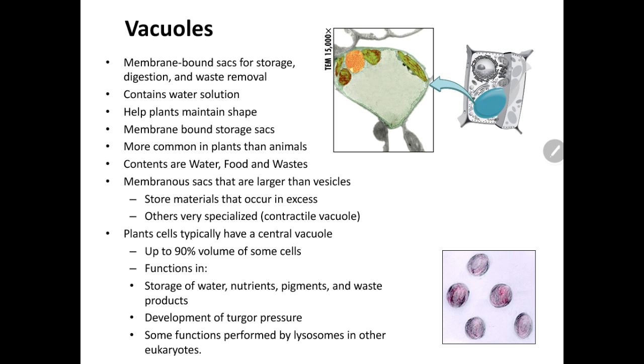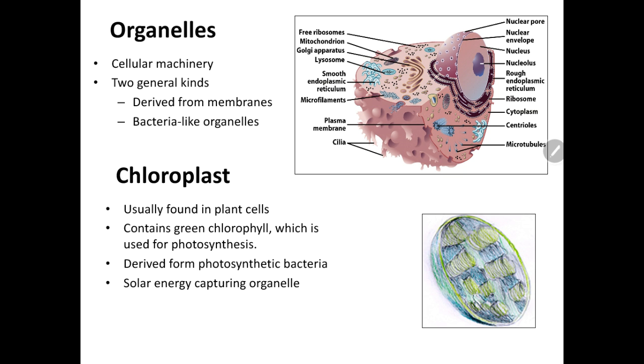Plant cells typically have a central vacuole, up to 90% of volume of some cells. Functions: storage of water, nutrients, pigments, and waste products. Development of turgor pressure. Some functions performed by lysosomes in other eukaryotes. Organelles. Cellular machinery, two kinds, with membranes and bacteria. And as you already have seen, this is the 3D diagram of a cell.